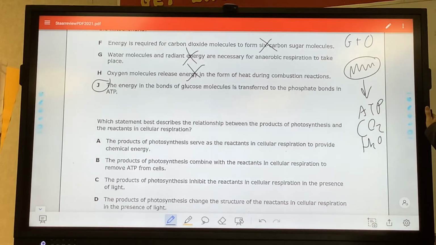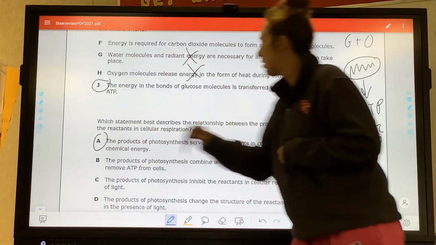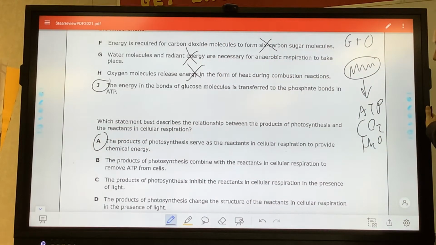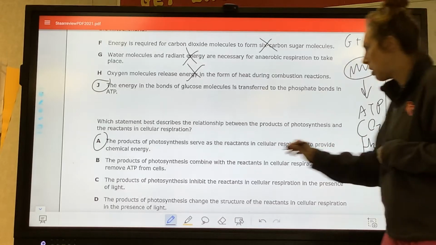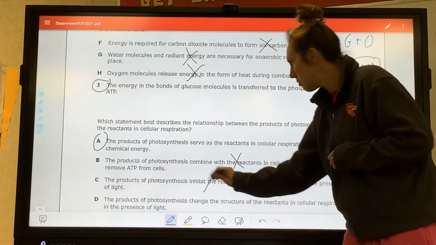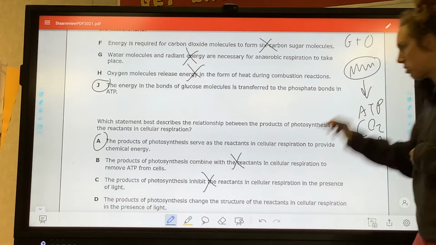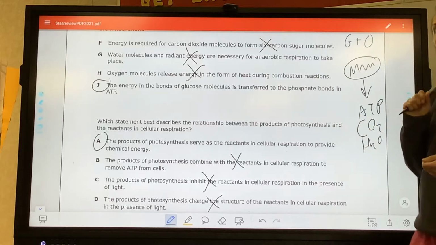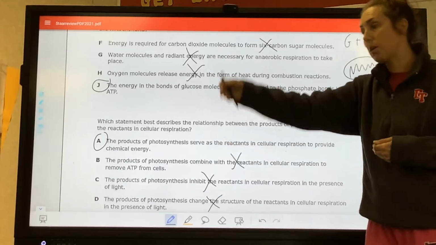Okay, next one. Which statement best describes the relationship between the products of photosynthesis and the reactants in cellular respiration? So this is what I was talking about. The products of photosynthesis serve as the reactants in cellular respiration to provide chemical energy. Yeah. The products of photosynthesis combine with the reactants? No. The products of photosynthesis inhibit the reactants? The products of photosynthesis change the structure? They are the products, then they become the reactants.